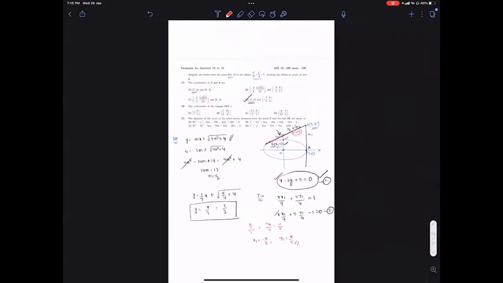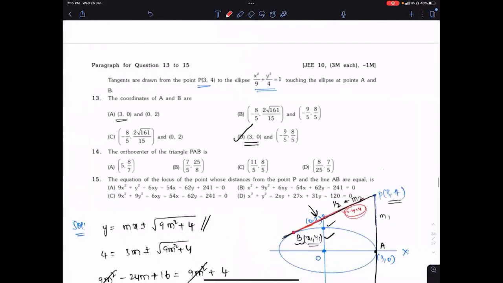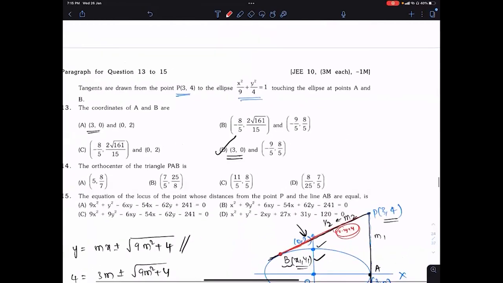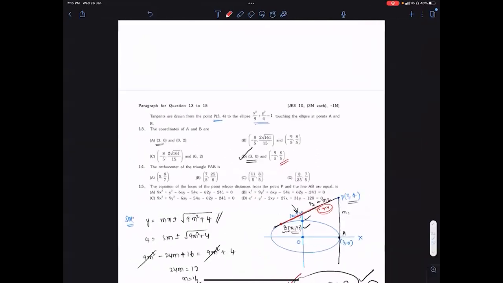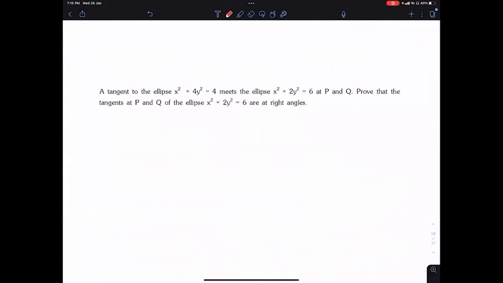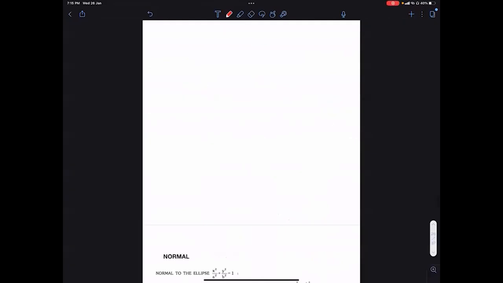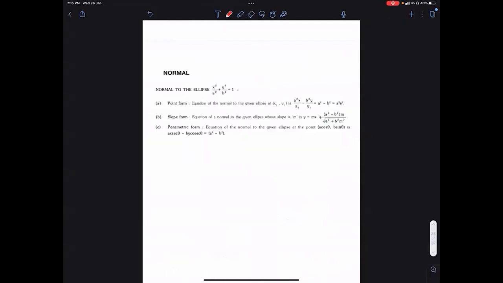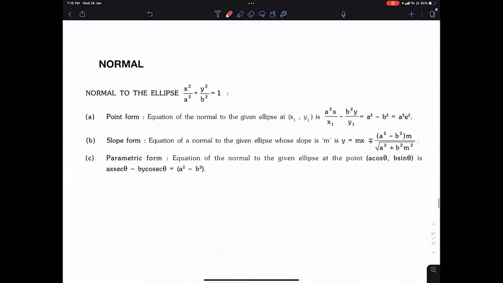Then the remaining part, orthocenter and all that, that is the secondary part. Okay, next. Normal, you need to just take a screenshot. Actually, normally it won't be there in many books. That's the second point, B.